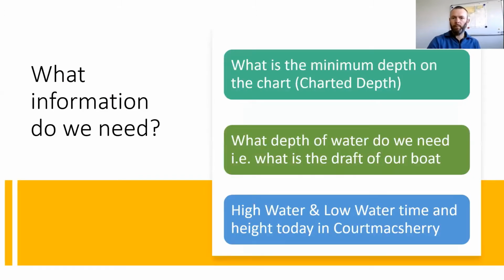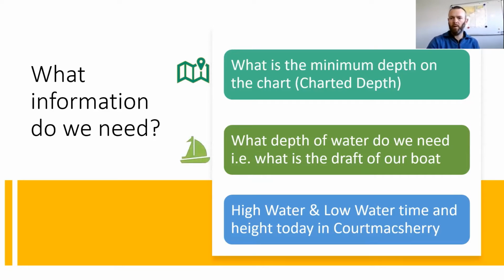So what kind of information do we need to start gathering to figure out when we can get into Cormac's? Well, the first step really is to look at Cormac's itself, look at the chart and inspect the chart. What is the minimum depth that we are going to experience that is actually on the chart? We call that the charted depth. So that's step one, to look at our chart and find out the charted depth.